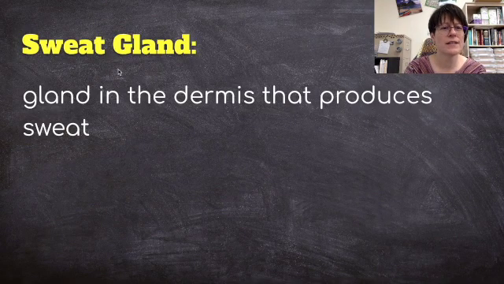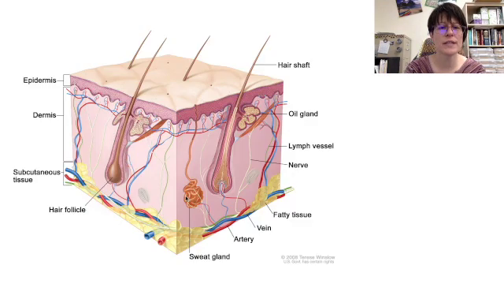The sweat glands are glands in the dermis that produce sweat. So right here is the sweat gland, and again, that sweat is produced to cool off your body through evaporation. Also, electrolytes and some ammonia and urea are excreted through the sweat gland. That's why it's part of the excretory system, because it also secretes some waste.